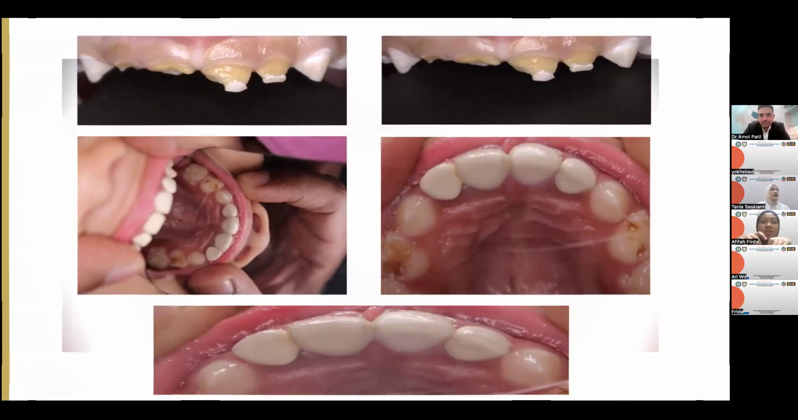This is one more case with the anterior, grossly destructed upper anteriors. Now, I have shown you one failure case of a zirconia crown where, if the tooth is grossly destructed and the carious part or the dentin is present up to the CEJ, then in that case, retention becomes a problem with the zirconia crowns.